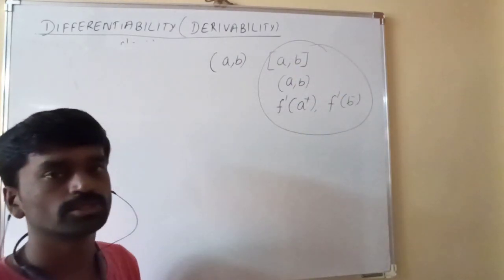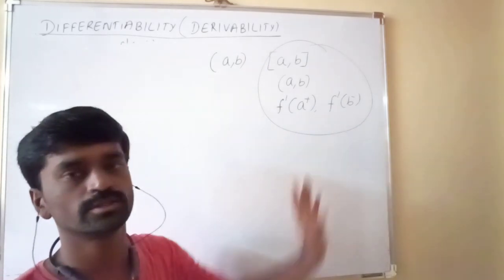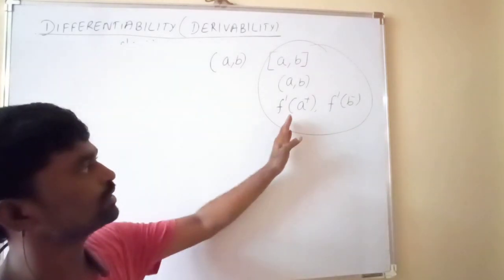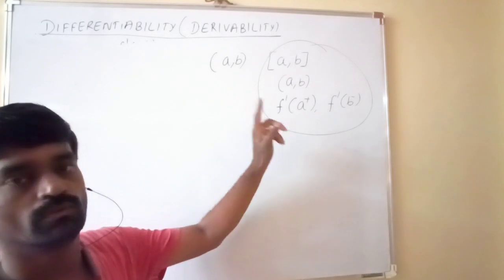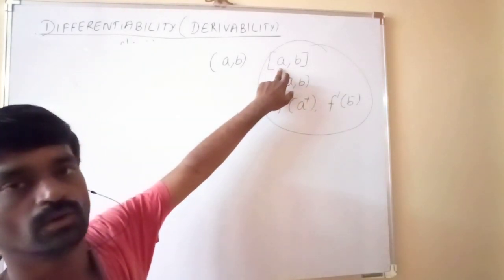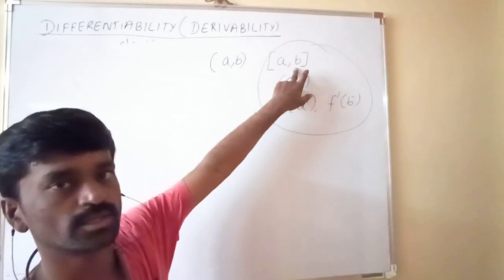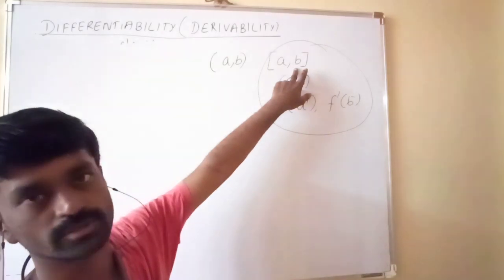Okay. A function should be differentiable on the open interval (a, b), right differentiable at a, and left differentiable at b, because the function is not defined on the left side of a. So when we say that a function is differentiable at the endpoint a, it is only right differentiable. And when we say that a function is differentiable at the endpoint b, it is only left differentiable. Okay.